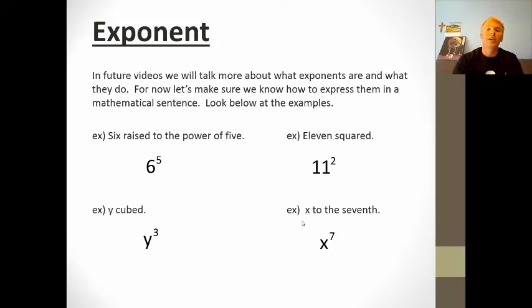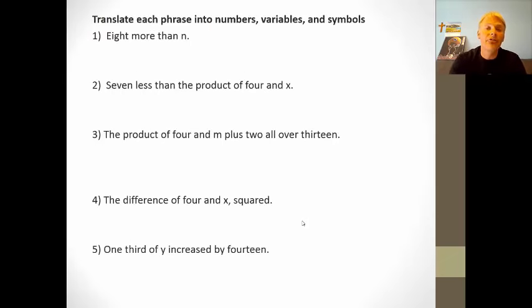So now that we've gone over some phrases and some words that we commonly use, and we make sure we know how to express exponents properly, let's dive right into translating between our written verbal language, which uses our words, and our mathematical language, which uses symbols, numbers, and variables. So we've got 5 phrases here that we want you to take and turn into a mathematical phrase. So let's look at these first two together here. 8 more than n and 7 less than the product of 4 and x.